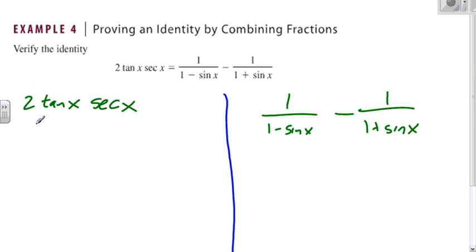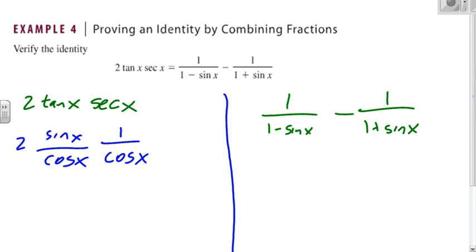So first, let's take the left side and let's rewrite it with only sines and cosines. So we have a 2. Tangent is sine over cosine. And secant is 1 over cosine. Since this is all multiplication, this would actually become 2 sine on top over cosine squared.